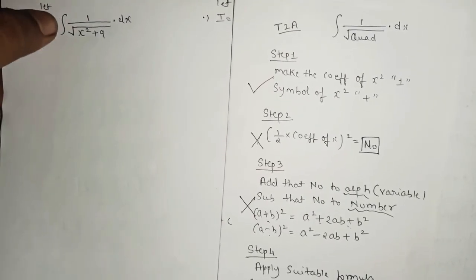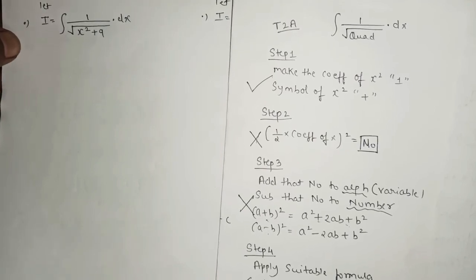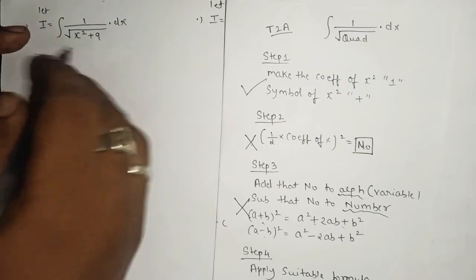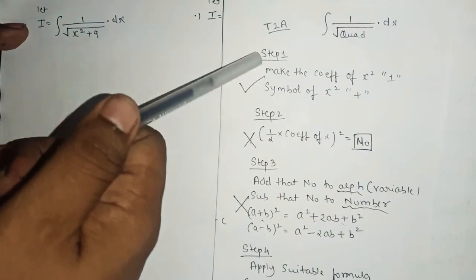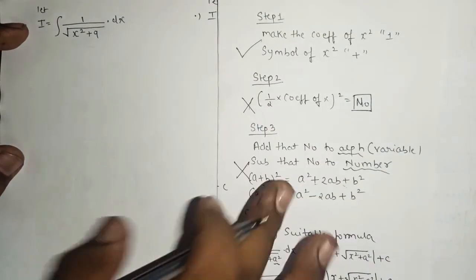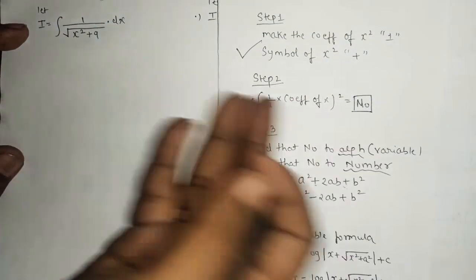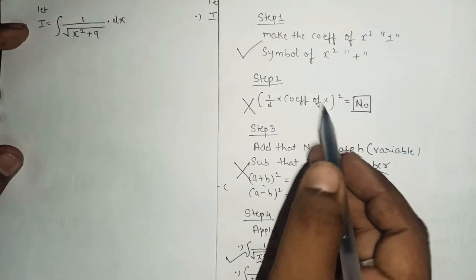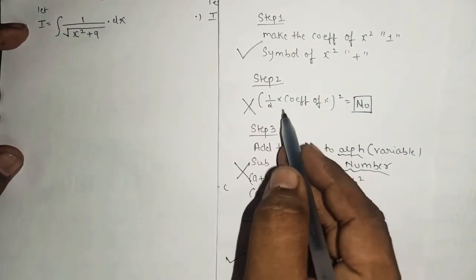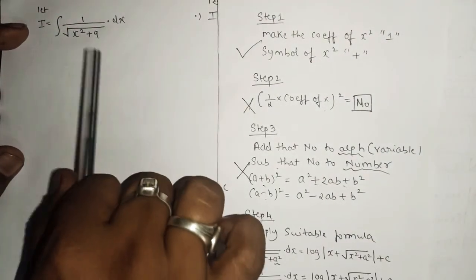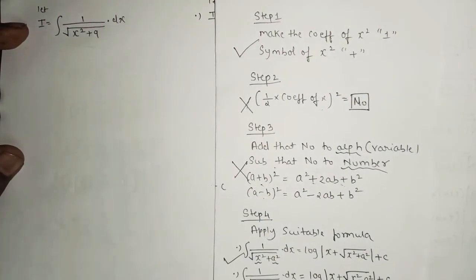Here we have integral 1 upon root x square plus 9. As the middle term is absent, you have to follow step number 1 and 4. No need of step number 2 and step number 3, as the middle term is absent, so we cannot apply half into coefficient of x the whole square. As we cannot apply step number 2, we cannot move on to step number 3. So in simple language, whenever the middle term is absent, the first and last step will come.